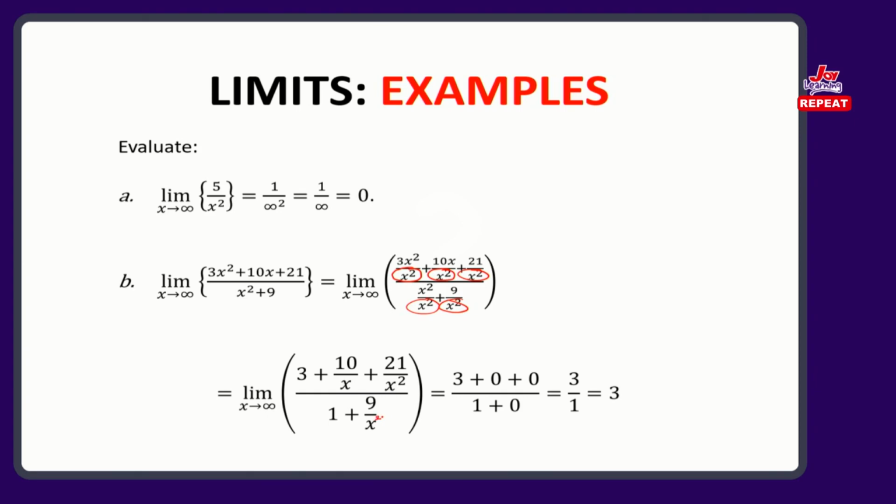Well, now the limit, recall that as x becomes very large, all of this will become 0. So I have 3 plus 0 plus 0. Remember what we had at the top here? Yeah, the same thing is applying down there. So we have 3 plus 0 plus 0, all on 1 plus 0. So that gives me 3 on 1, which is equal to 3. I guess this is clear enough.